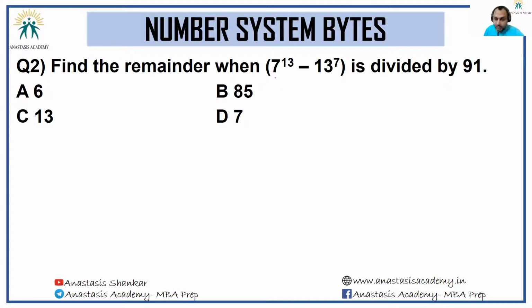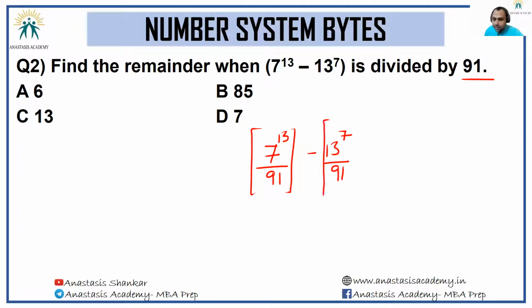Next is: find the remainder when 7 raised to the power 13 minus 13 raised to the power 7 is divided by 91. So we've got 7 raised to the power 13 divided by 91 minus 13 raised to the power 7 divided by 91. I'm writing them separately. I'll find the remainder in the first case, then in the second case, and then we can reach our answer. Numerator and denominator both have 7 in common here, so we take that out.